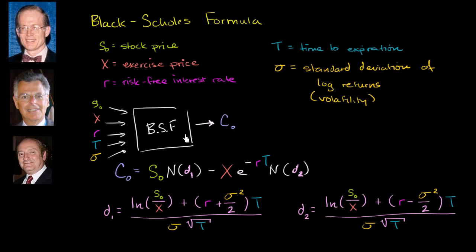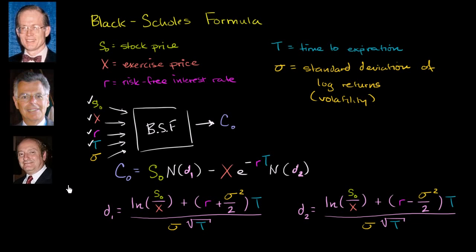So it sounds all very straightforward, and some of this is straightforward. The stock price is easy to look up. The exercise price, well, that's part of the contract. You know that. The risk-free interest rate, there are good proxies for it. Money market funds, there's government debt, things like that. So that's pretty easy to figure out, or at least approximate. The time to expiration, well, you know that. You know what today's date is. You know when this thing's going to expire.